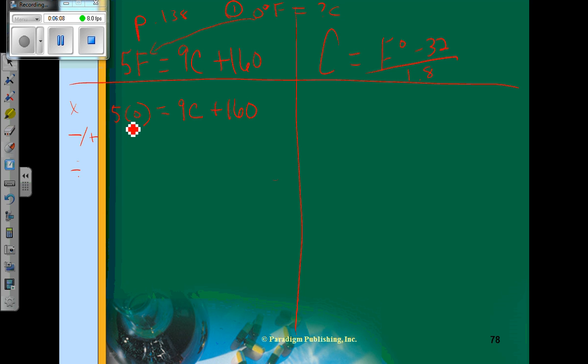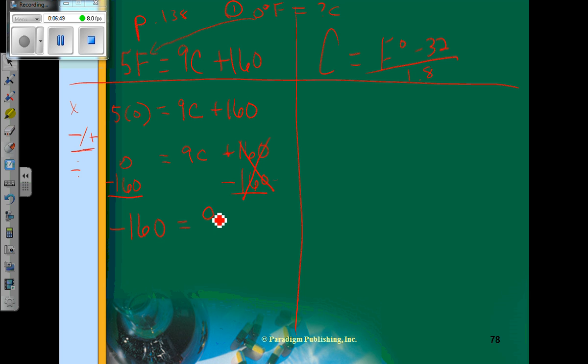So 5 times 0, when you multiply it, is always going to be 0. Bring down your 9C plus your 160. Next, we're going to do our subtracting or addition. 9C is with C, so we're going to use the whole number. Since it's plus 160, you do the opposite: minus 160 on each side. That cancels out the positive and negative on this side, and over here you have negative 160 minus 0, so you have negative 160.